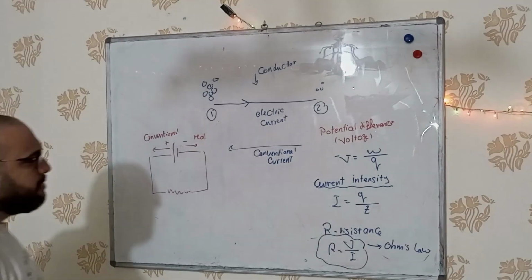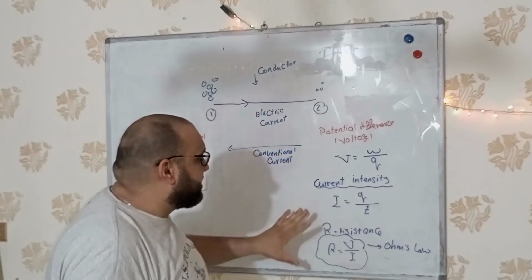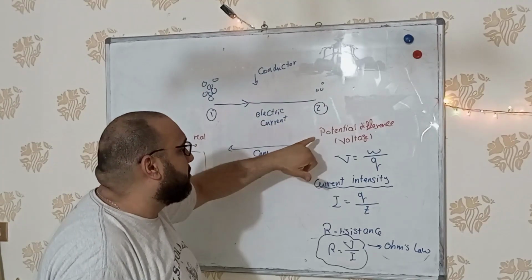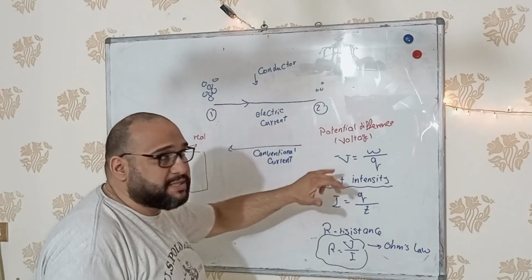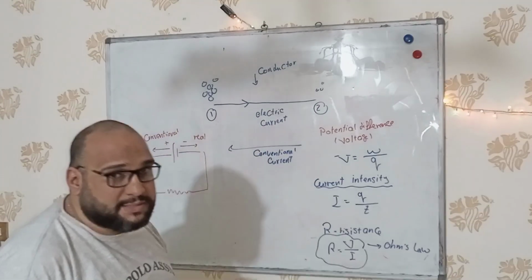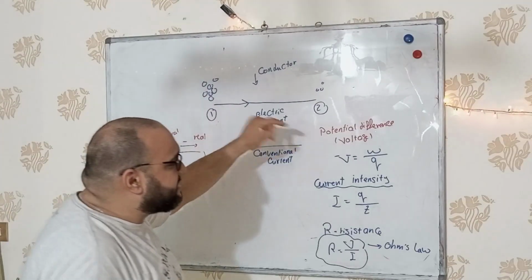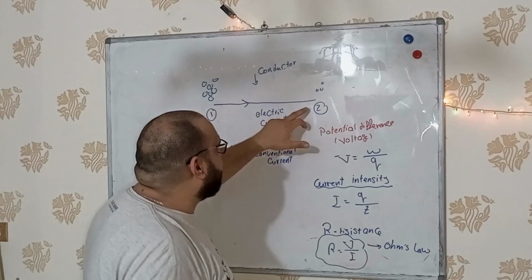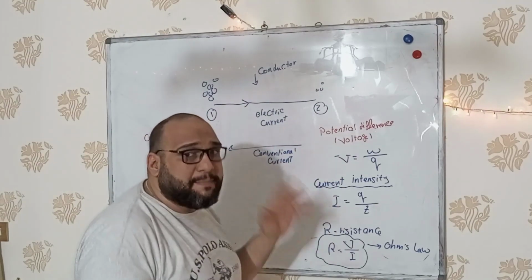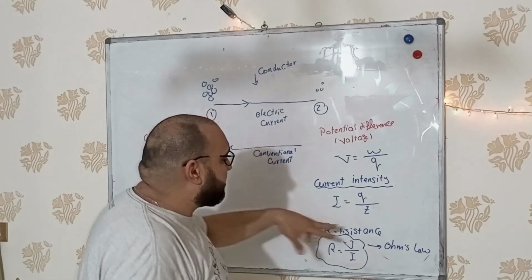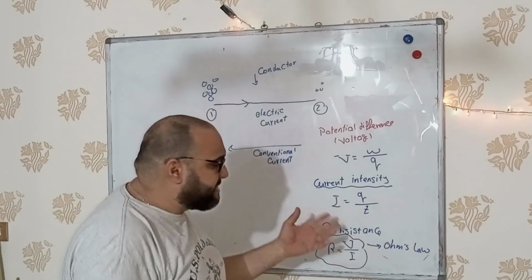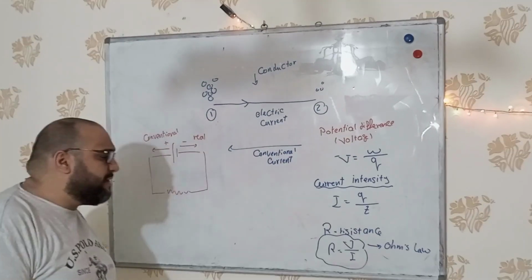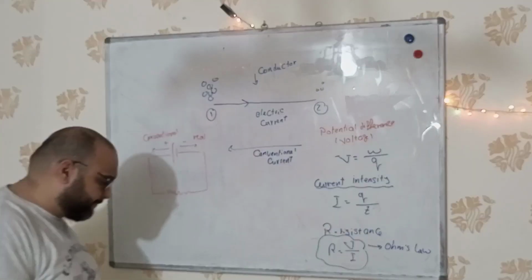So we are now able to understand the three properties that control the flow of charges, the electric current, through a conductor. The first is potential difference, the second is current intensity, and the third is resistance. Potential difference is the work done to transfer a quantity of charge of one coulomb between the two terminals of a conductor. The current intensity is the amount of charge that moves through the conductor in 1 second. The resistance of a conductor is the ratio between the potential difference and the current intensity.